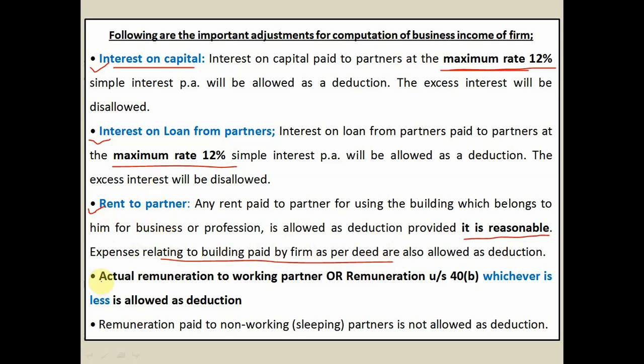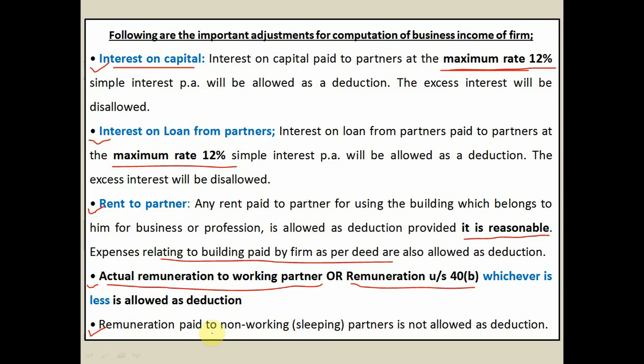And the next, the fourth one, as you know, relating to remuneration to the partners: actual remuneration to a working partner or remuneration under section 40B, whichever is less, is allowed as deduction. These are the four important adjustments to be remembered for computation of business income of the firm. And the last important point regarding the remuneration is that remuneration to a non-working or sleeping partner is not allowed as a deduction.